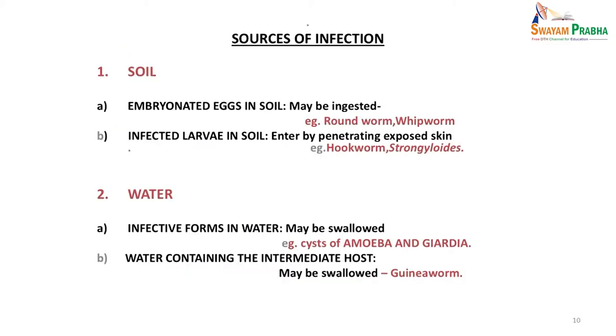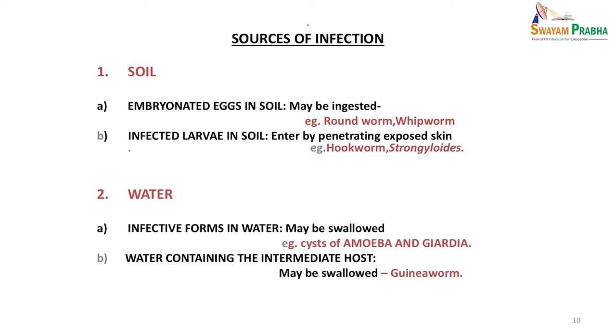Now, as far as the sources of infection are concerned, parasitic infection could be got from soil, which could contain either embryonated eggs, which are ingested. Some foodstuff which is contaminated with soil with the embryonated eggs, like roundworm or whipworm eggs, or infected larvae in the soil. They enter whenever there is a pin prick, and they can enter through the exposed skin. Hookworm larva can enter if you are walking barefooted in the field, and enter the host skin and cause infection. Or water.